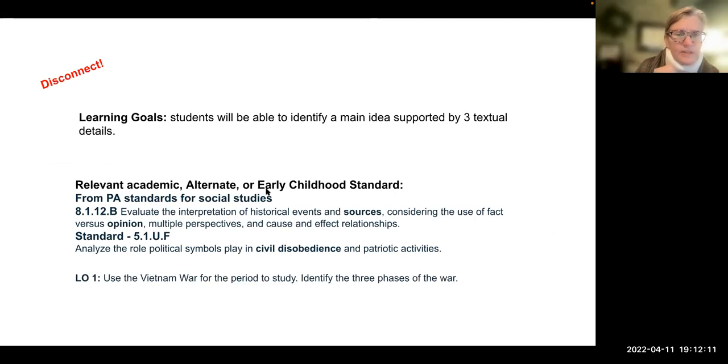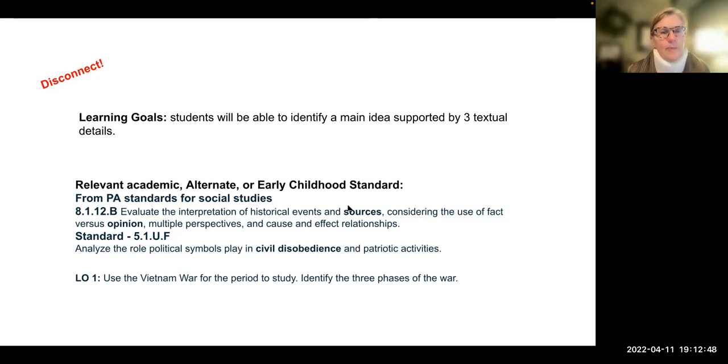So here, let's use this as my pretend candidate. This candidate says that students will be able to identify main ideas supported by 3 textual details. And then they provide these standards. They will evaluate the interpretation of historical events and sources, and they'll be able to analyze the role political symbols played in civil disobedience. And then for the first learning objective, they will use the Vietnam War for the period of study, identifying the 3 phases of war. And there's a heavy disconnect between all those things, and let me explain why.